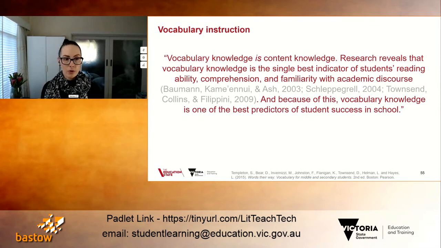Research reveals that vocab knowledge is the single best indicator of students' reading ability, comprehension, and familiarity with academic discourse. Because of this, vocab knowledge is one of the best predictors of student success in school. Well, that is a glowing report for the investment that a teacher makes when they slow down and spend time on explicit vocabulary instruction.